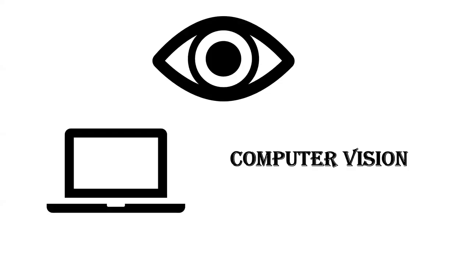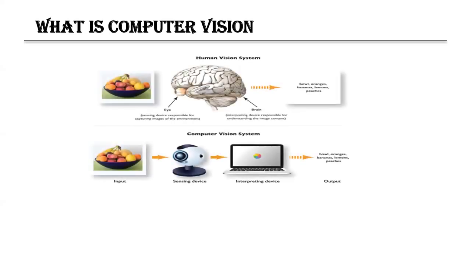A human is also doing the same thing, right? A human first sees the visual. You can see this picture: the human visual system and the computer visual system, how it works. Let's say in the world we have multiple different fruits. How are we going to identify which is banana, which is apple, which is orange? First, by using our eye, which is actually a sensing device, we can see which fruit it is.